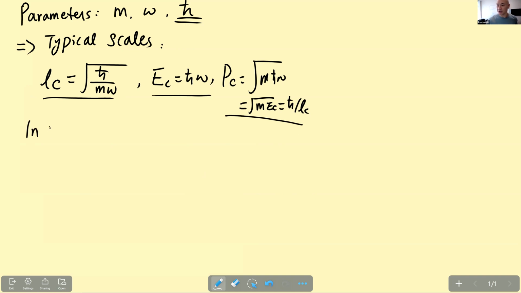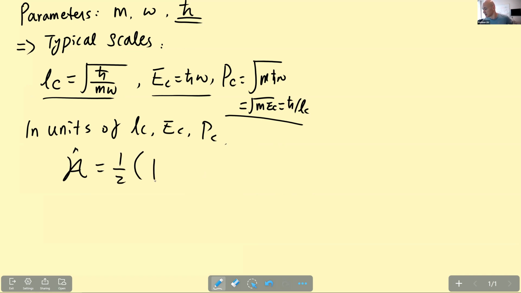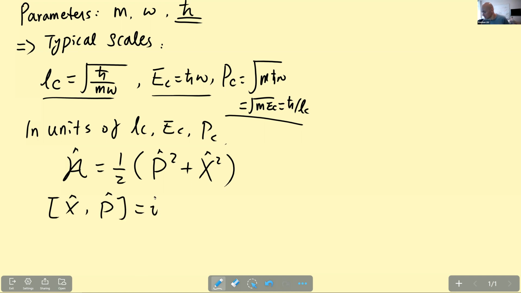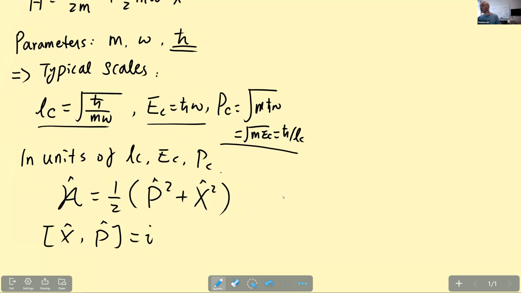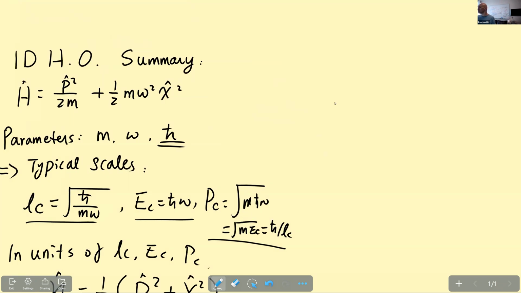So now, in units of these scales, you actually get a Hamiltonian that's dimensionless. So this is very symmetrical, with the commutator between these two just equal to i. Because everything is dimensionless in this Hamiltonian. So that's one thing we have learned about this harmonic oscillator.